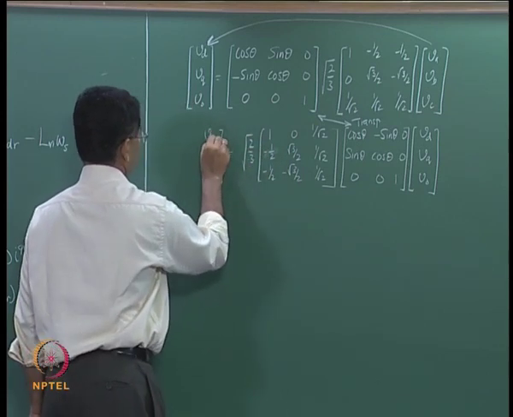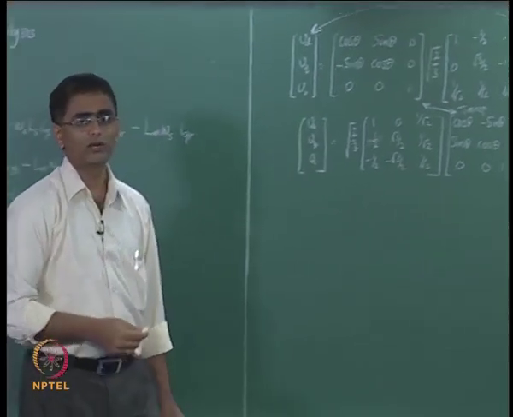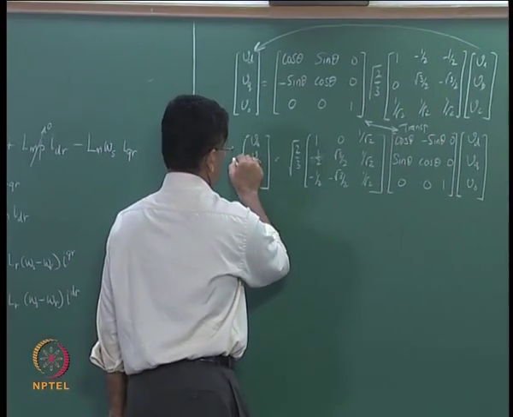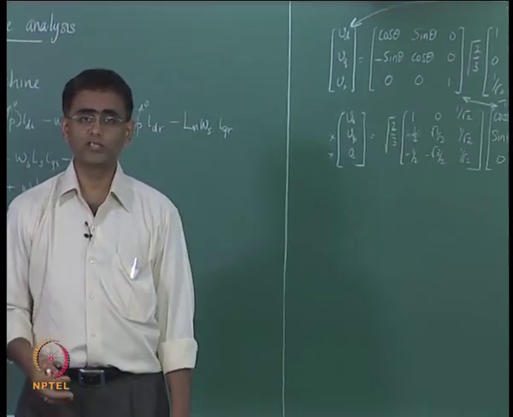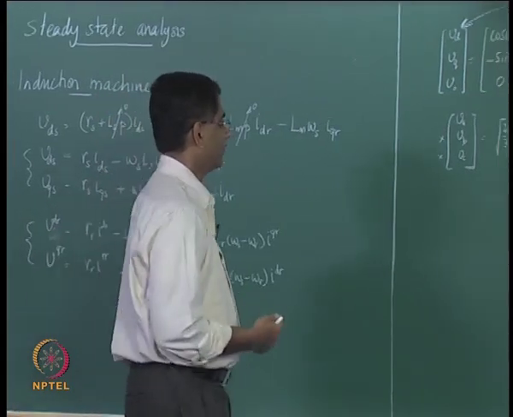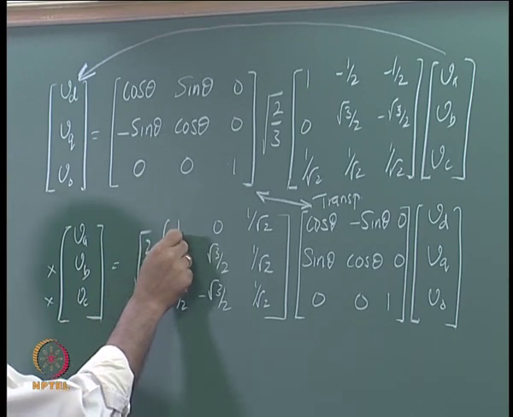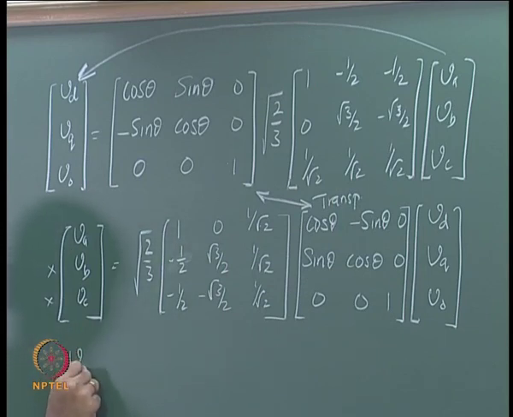So you get VA, VB and VC, and what we are interested in is only VA, and therefore these two terms we are not interested in, because we need to develop a per phase equivalent circuit, and therefore we only look for the expression for VA, and VA is nothing but root 2 by 3 times 1 over root 2 multiplied by this one, and therefore we can reduce that VA is root of 2 by 3 times.